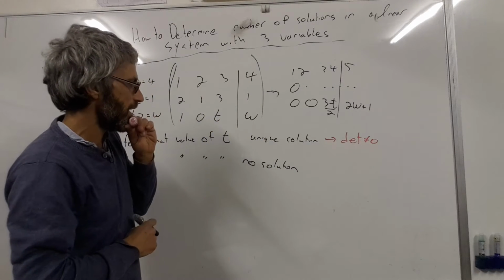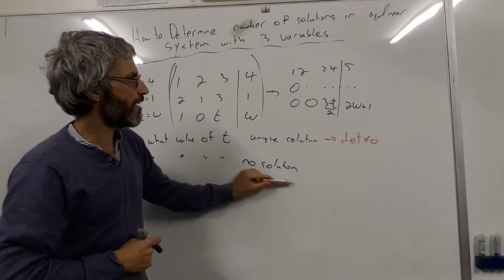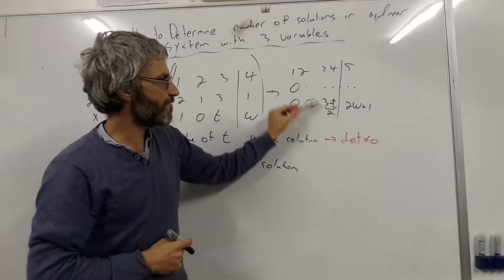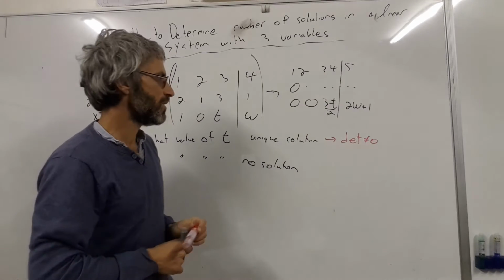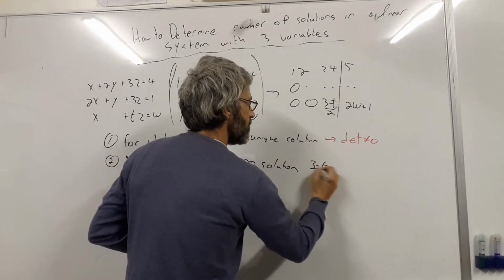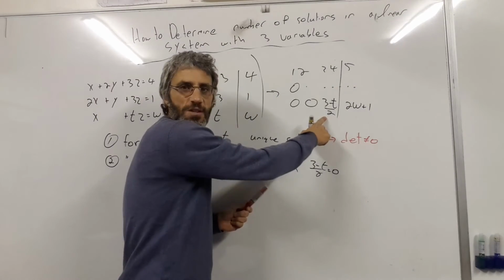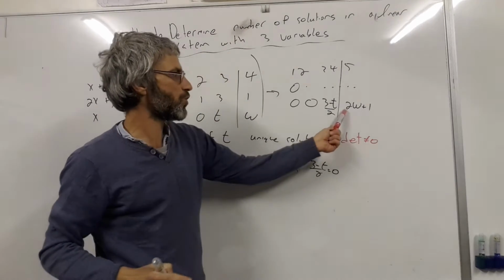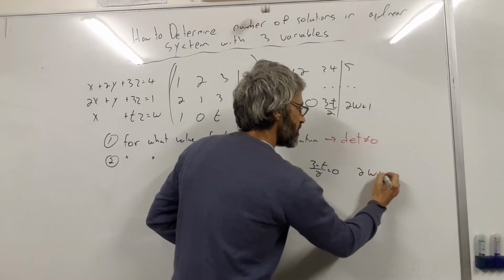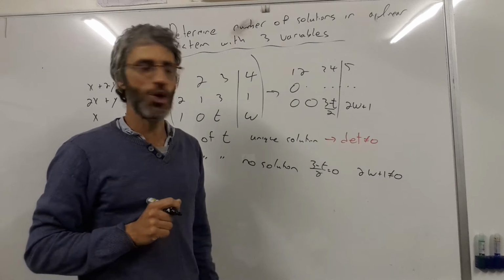And now you got to say, okay, to have no solution, then I need, first of all, this to be 0. So to have no solution, then 3 minus t over 2 equal to 0, I find what t is. But that's not enough. That will turn this to 0. To have no solution, I need this number to be non-zero. So also 2w plus 1 is not equal to 0. That will give me no solution.